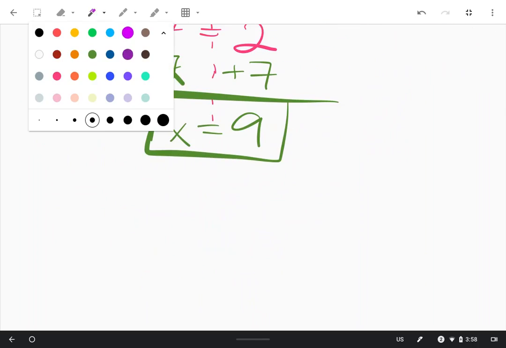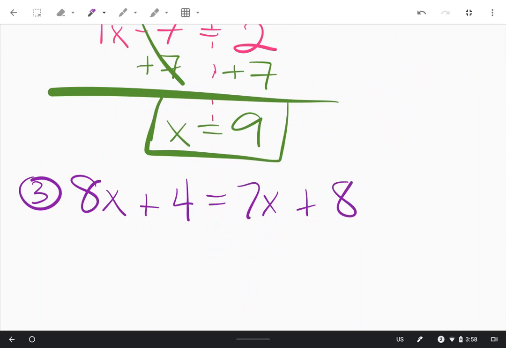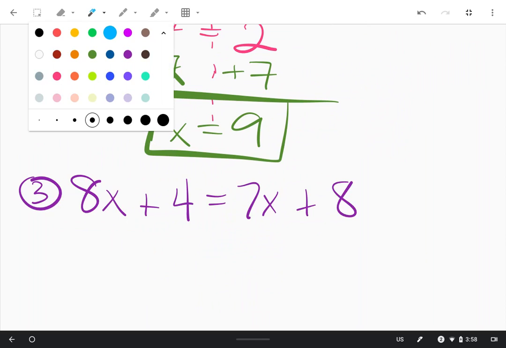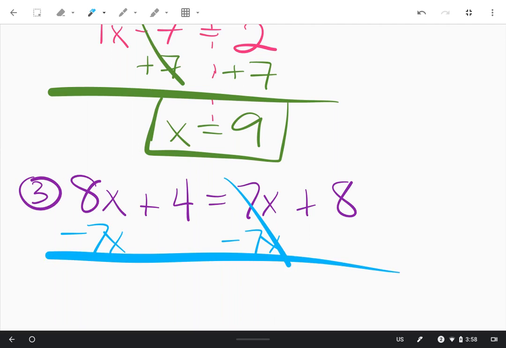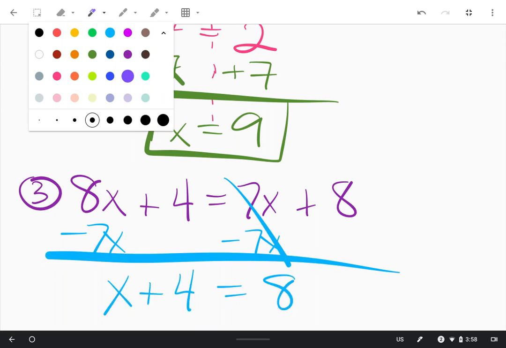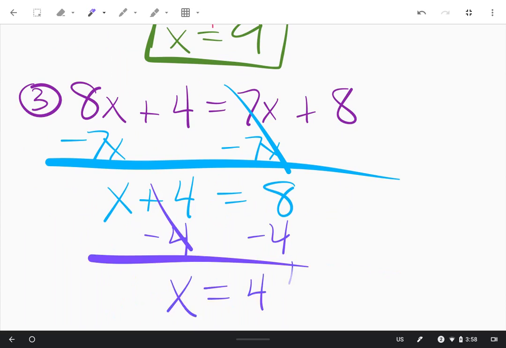Question number 3. Question number 3 says 8x plus 4 equals 7x plus 8. More of the same. Move my x's across. That should be your first step every time. 8x minus 7x is x, or 1x, plus 4 equals 8. We're going to move the 4 across by subtracting, leaving me with x equals 4.